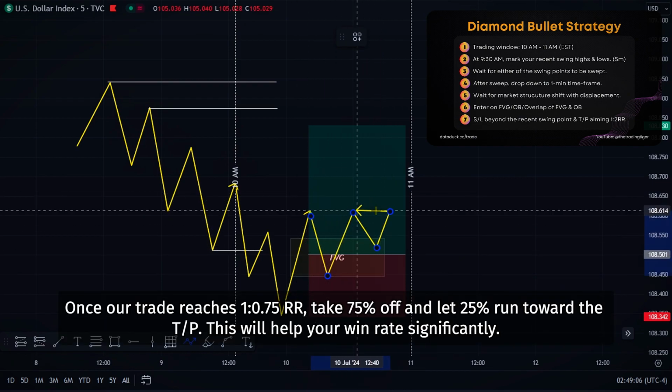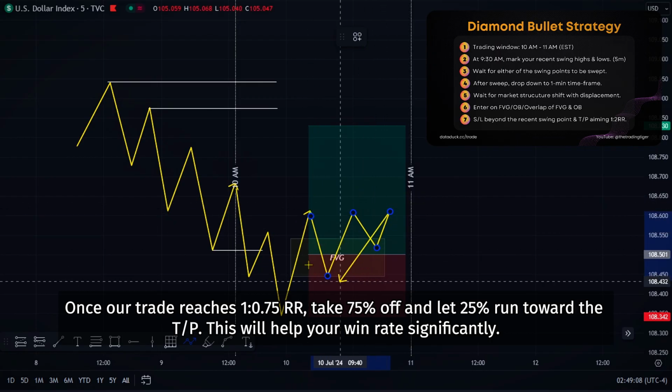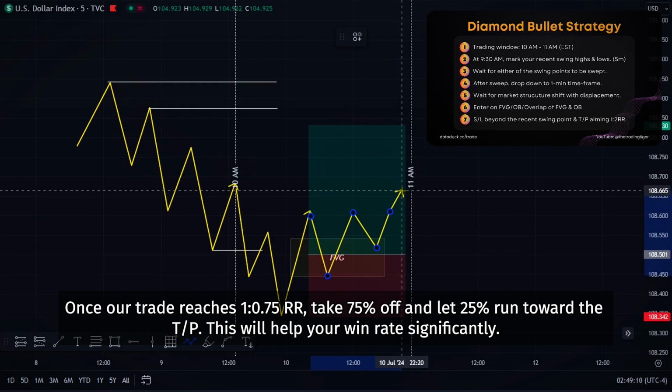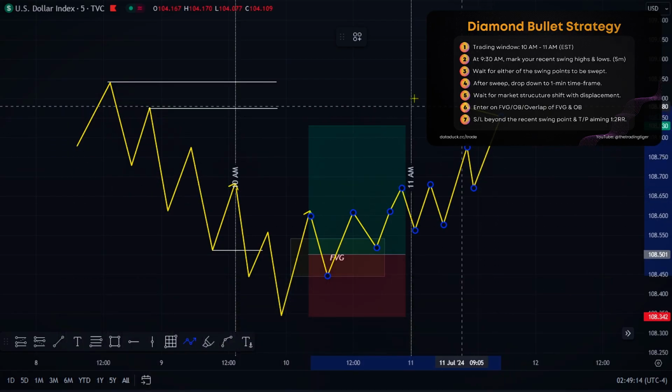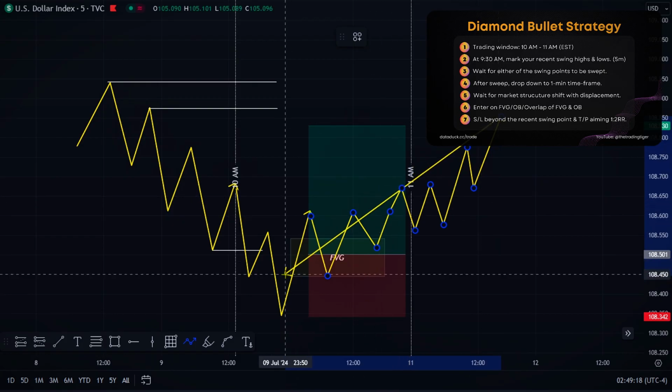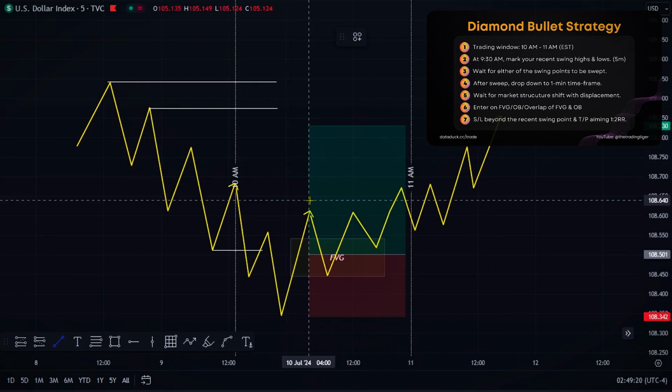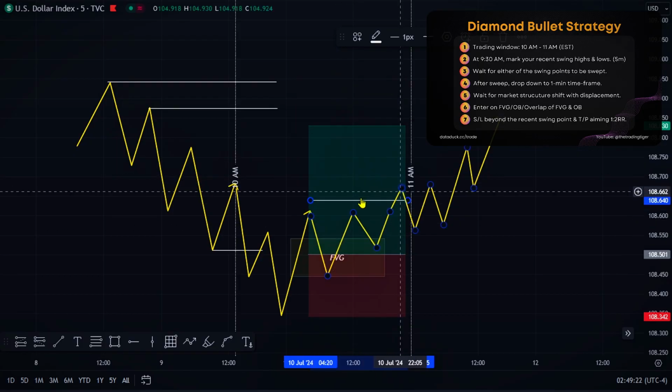As soon as the trade reaches a 0.75 risk to reward ratio, you have to close 75% of the position. We won't go break even at any point. This risk management technique will help you increase your win rate significantly and secure profits even if the price reverses and hits our stop loss.